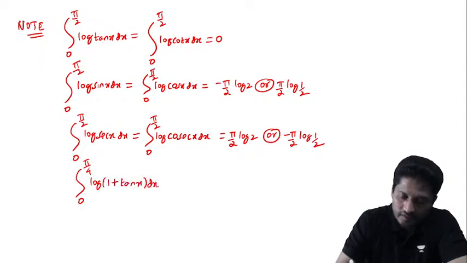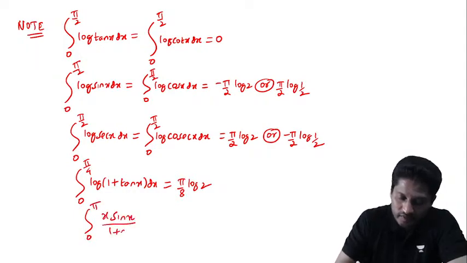1 plus tan x dx is pi by 8 into log 2. And then integral from 0 to pi of x sin x upon 1 plus cos square x dx is equal to pi square by 4.